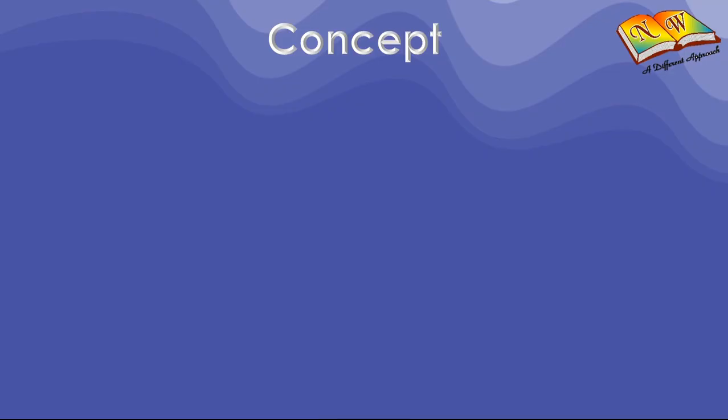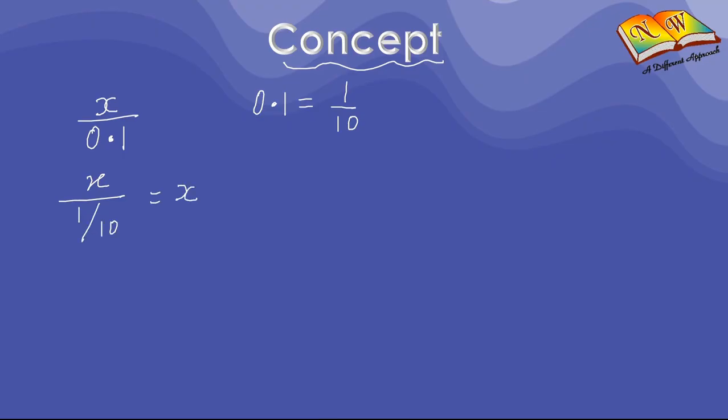Let's understand the concept behind the trick first. Now suppose there is a whole number x which is being divided by 0.1. Since 0.1 is actually equal to 1 upon 10, dividing by 1 upon 10 is equivalent to multiplying by 10. So the product will be 10x.